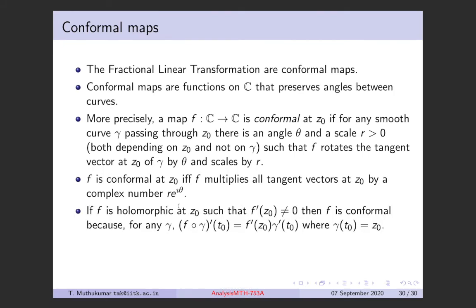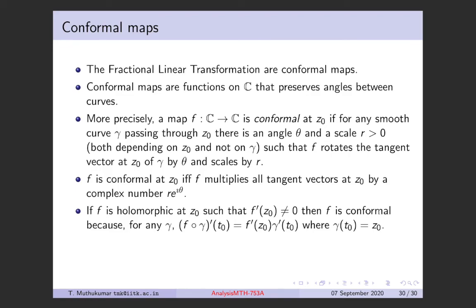And for examples of conformal mapping, there are a lot. When we define the notion of holomorphic function and so on, in fact, this is true for analytic functions as well. So if a function is holomorphic at z naught, such that its derivative at z naught is non-zero, then that function is conformal at z naught. I missed saying that here: it is conformal at z naught.